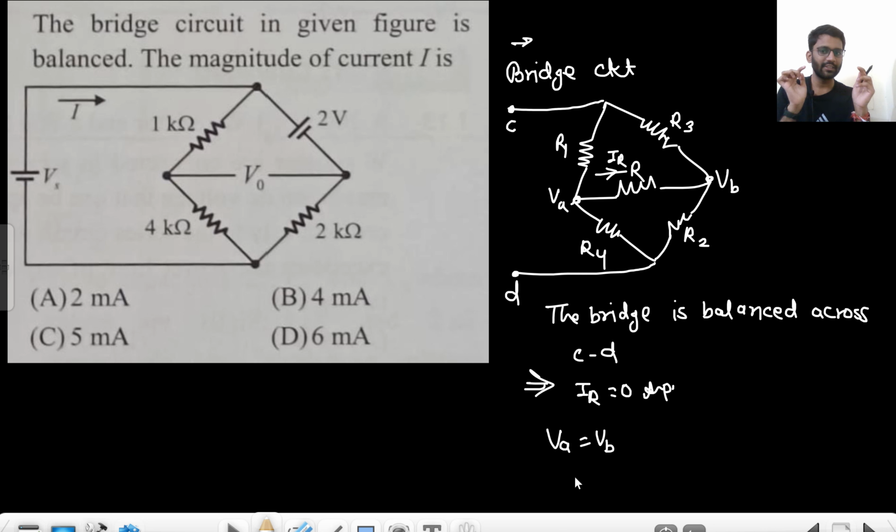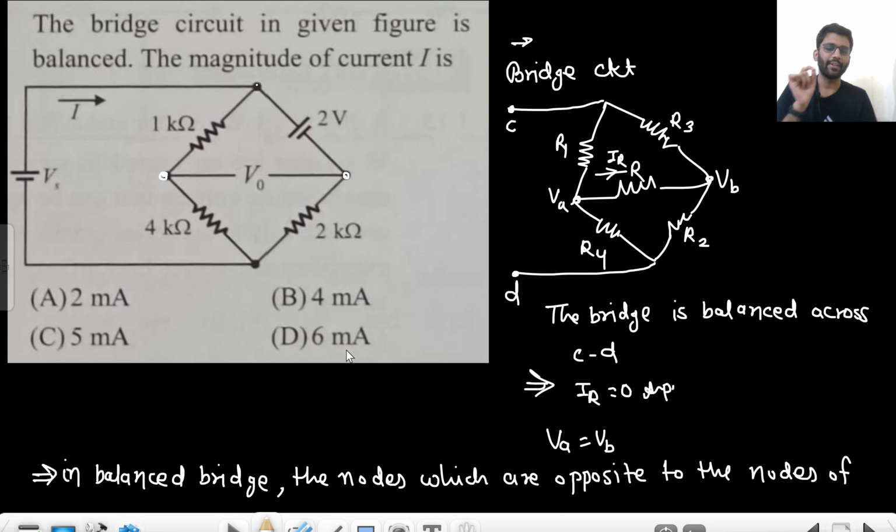So if your bridge is balanced, then the nodes that are opposite to the applied voltage, the applied voltage is here, these nodes are opposite to the applied voltage, they can be short circuited, right? If the bridge is balanced, the nodes that are opposite to the supplied voltage can be short circuited. I will pause it and write it down.